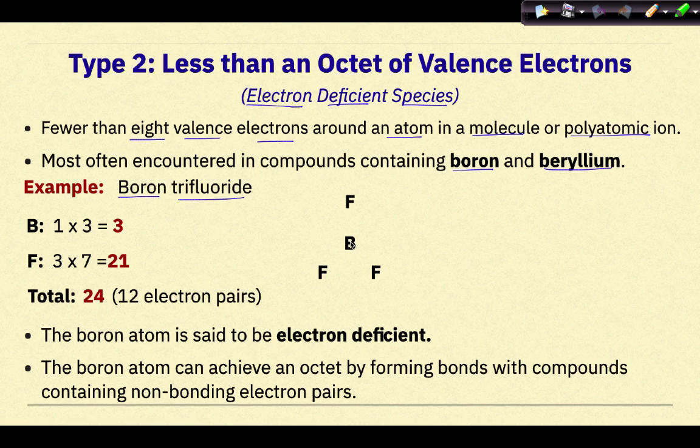Then we're going to connect each fluorine to the boron with 3 shared pairs. So that's 3 shared pairs out of the 12 electron pairs that we have to work with, which means that we have 9 electron pairs left over. We're going to use those 9 electron pairs and distribute them around each of the fluorines. So 1, 2, 3, 4, 5, 6, 7, 8, 9. So between the 9 non-bonding electron pairs, 10, 11, 12, we have all 12 electron pairs used.